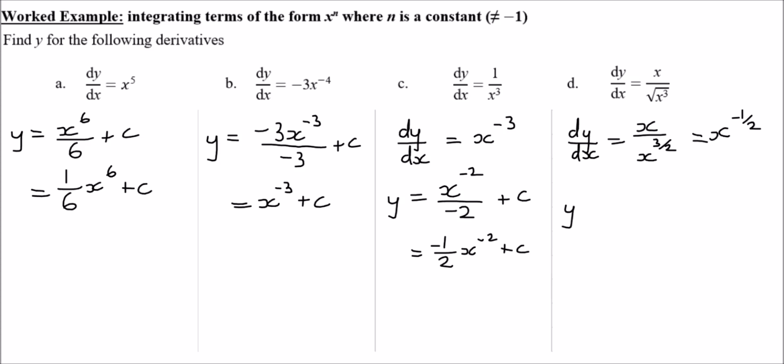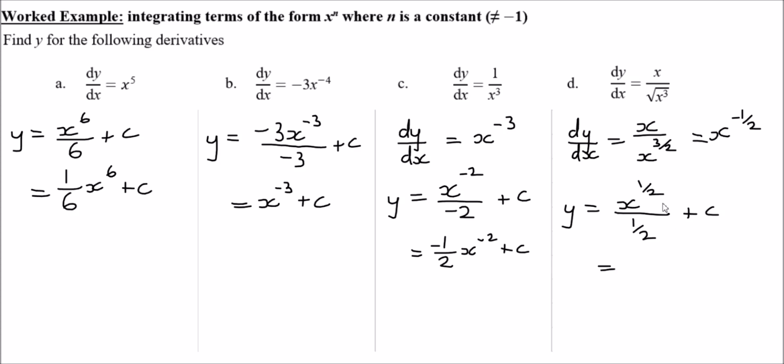Therefore, when we integrate this, we have x to the power minus a half. Increase that power by 1. Minus a half plus 1 gives us a half. Divide through by this new power. Then add on the constant of integration.